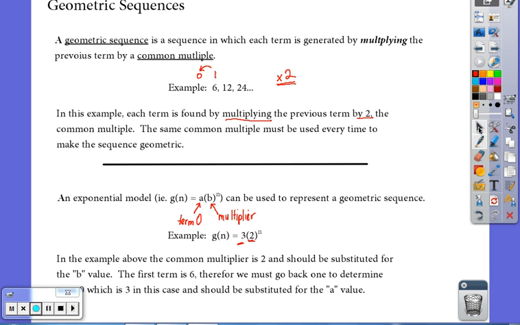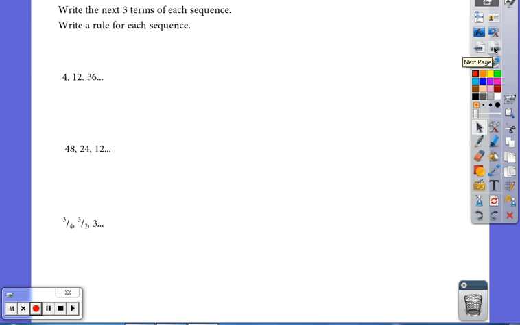Let's take a look at a couple examples. Write the next 3 terms of each sequence, and then write a rule for each sequence. So first we have 4, and then we have 12, and we have 36. Now, if you struggle to figure out what number we're multiplying by each time to get the next term, you could always divide them or use guess and check on your calculator to figure that out. In this particular case, we're timesing by 3 for each of these.